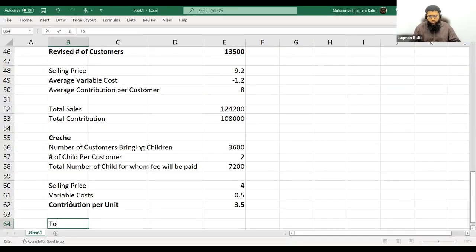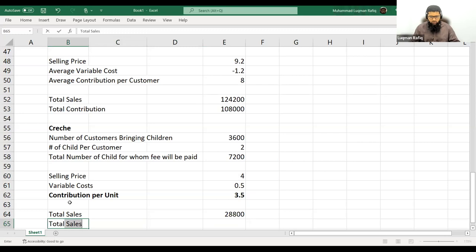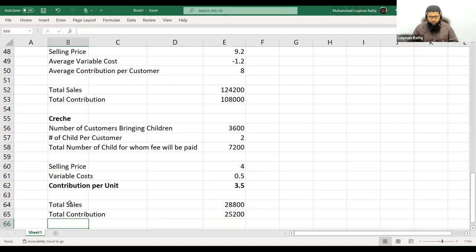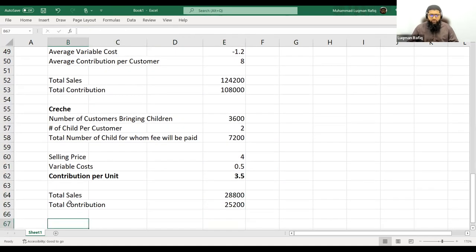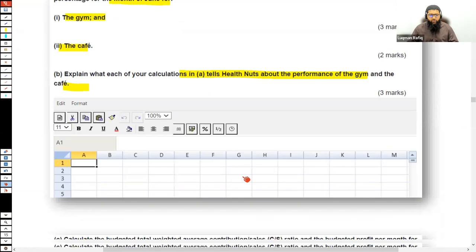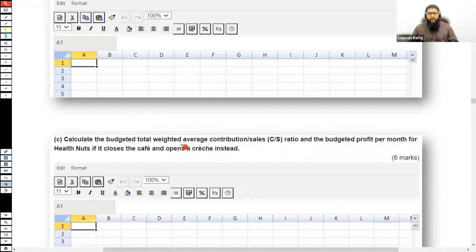So the total sales are going to be this into this. Contribution is going to be this into this. Now, what is actually going to happen? What was the requirement of the question? The requirement of the question was to calculate the total budgeted weighted average CS ratio.